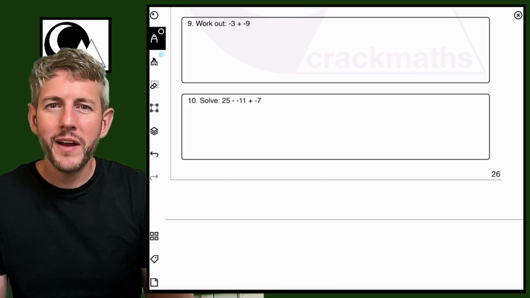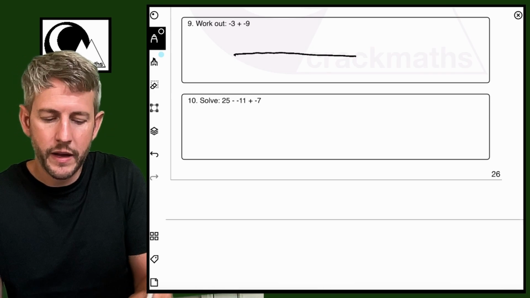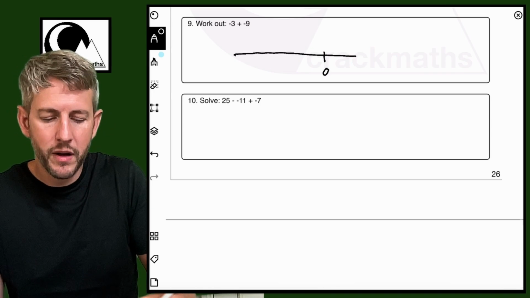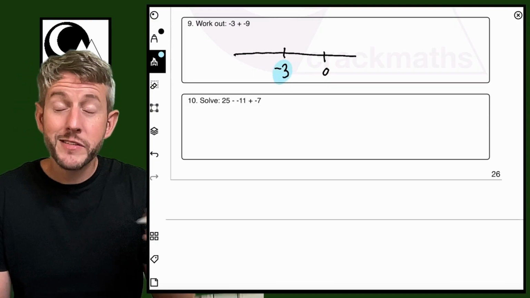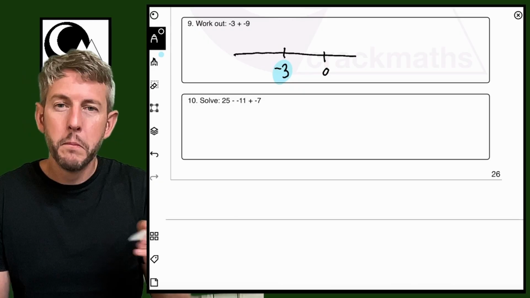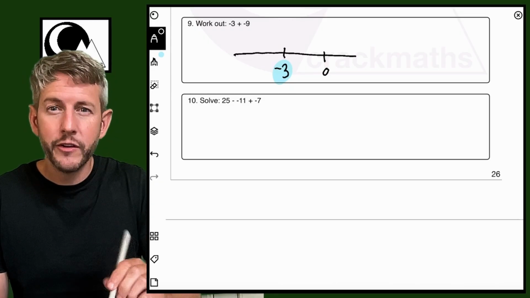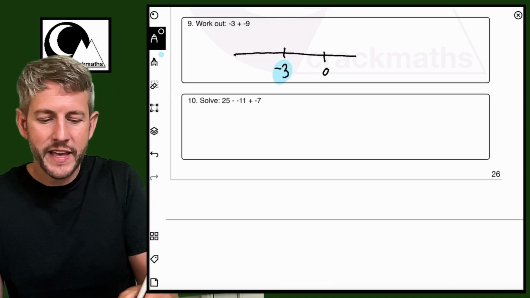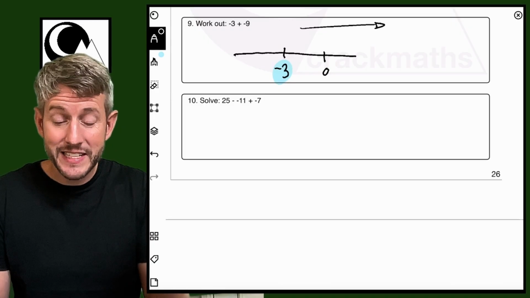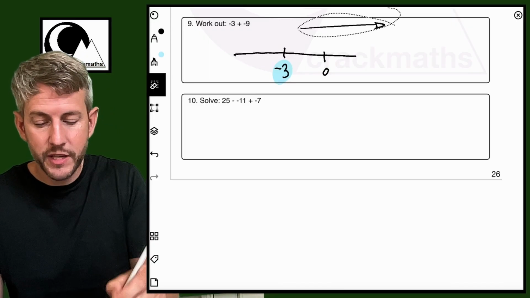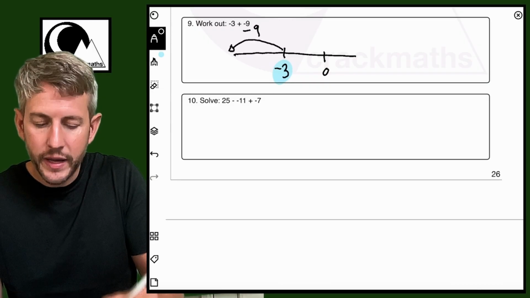Question 9. -3 plus -9, okay? So here we are. There's our 0 mark. Here's our -3. This is where we're starting. So we're at -3 and we're adding -9. Okay, well, if we were adding 9 normally, that would make us increase this way. But we're not. We're adding -9. So that means we're going to have to go 9 spaces in the other direction. So we're taking away another 9.